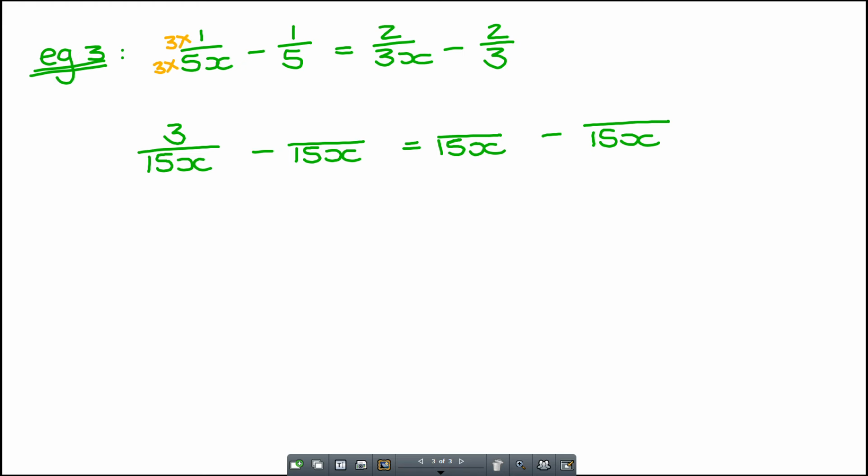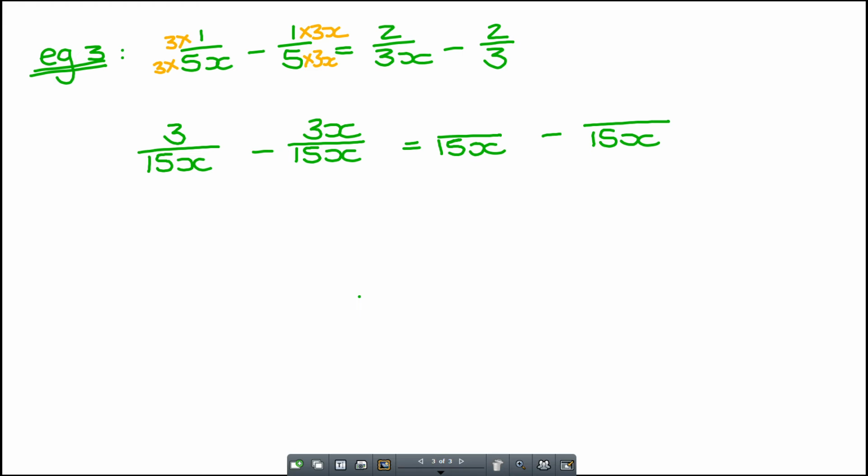Okay, you guys done? Okay, so at the second term, I had 5 as my denominator. So what did I have to multiply with to make it 15x? 3x. So then at the top, I also have to multiply with 3x. So I will have 3x over 15.